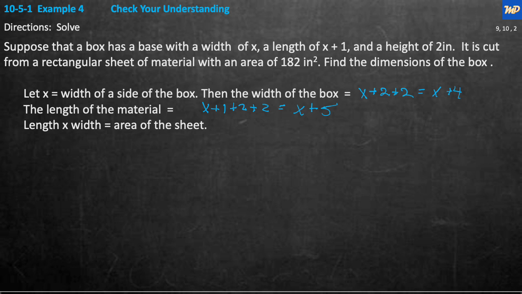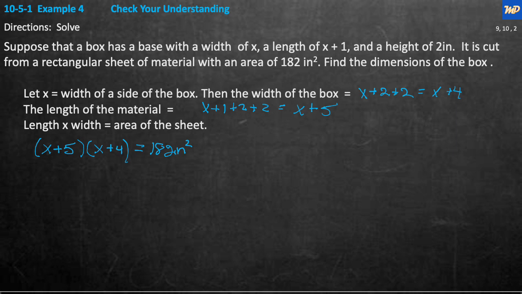So let the length times the width equal the size of the sheet that we're dealing with here. And so that equals x plus 5 times x plus 4, length times width, and that equals the material, 182 inches squared. Okay? 182 inches squared.